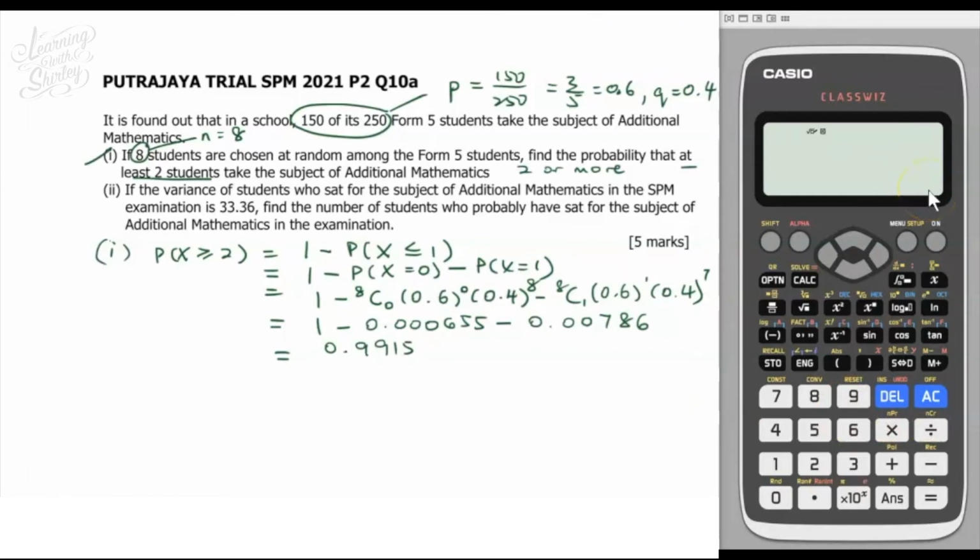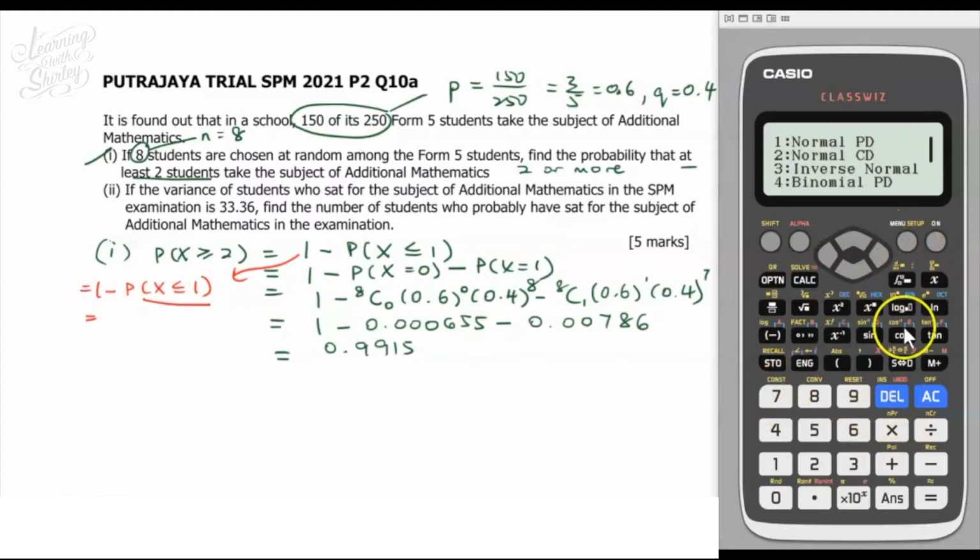Now I'm going to teach you how to double check your answer using the Casio ClassWiz calculator. So it's 1 minus P(x ≤ 1), right? From here, we can get this answer from the calculator. So go to menu, you press 7, and then you go down, you press binomial CD. So press 1, so press 2 variable. Now your x is equal to 1, and then your n is 8, and then your p is 0.6. So press equals again.